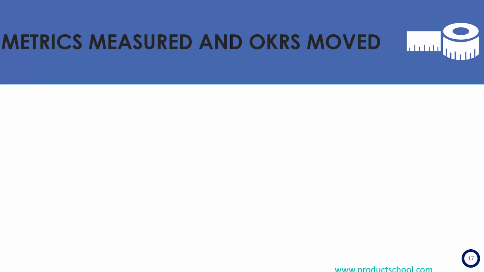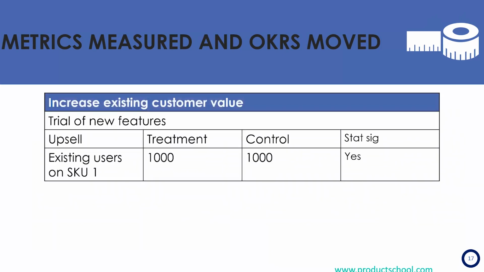Now you have data. You're a ninja PM. You've gone through this. You've blazed through it. You've run your experiment. It's out there in production, and you've gotten data back. As I firstly mentioned, you do want to have a bunch of metrics that you want to measure as part of your experimentation and analysis. Since we are analyzing increasing existing customer value, and the experiment that we ran is to try new features, we do have a bunch of metrics that we want to measure and compare against treatment and control.